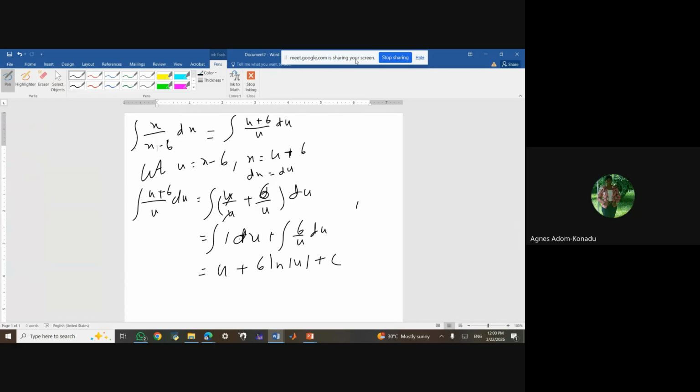Let u be equal to x minus 6. If I make x the subject, my x will be u plus 6. So in place of my x here, I'm writing u plus 6. Madam, I've gotten it. Thank you. Okay, thank you.